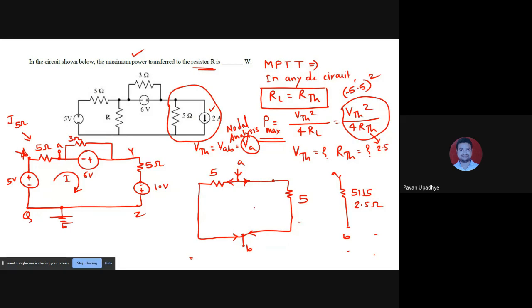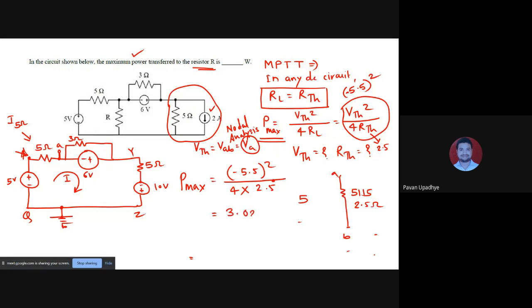So finally, the value of P max will be equal to minus 5.5 square divided by 4 into 2.5, and if you calculate using a calculator you will get 3.025 watt. So this is how it was to be solved.